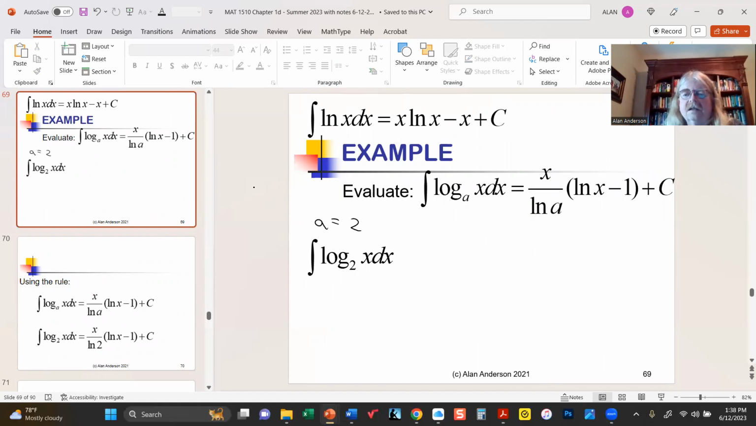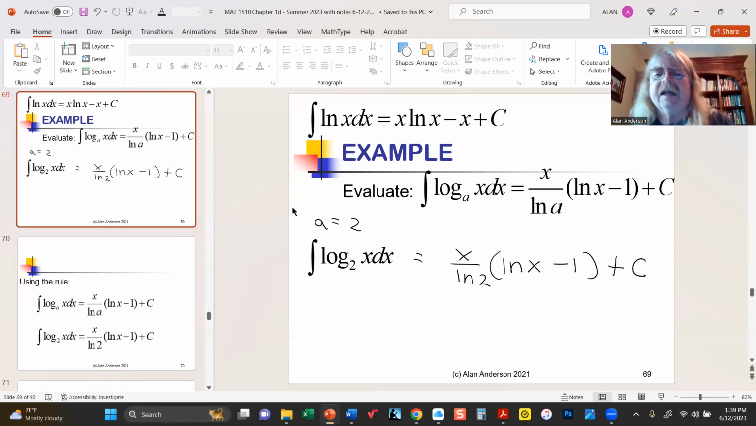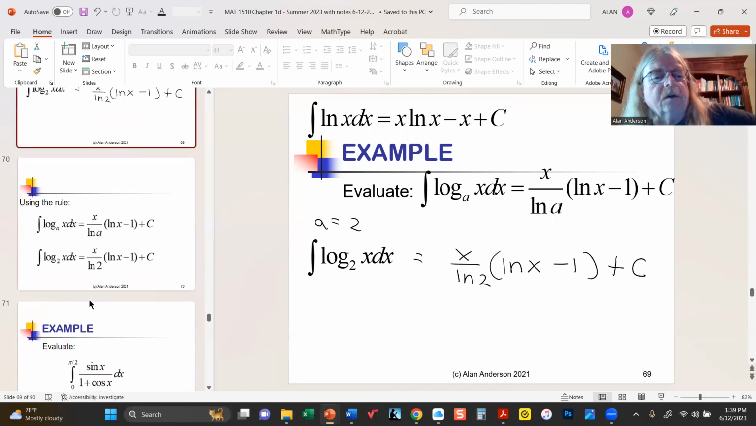Oh, well, that's easy then, because all we need is x over log 2 times (log x minus 1) plus c. Okay, that's it, because we recognize very cleverly that this one is just this special case that we saw earlier where a is equal to 2. All we do is literally replace the a with a 2 and we're all set. Yeah, I mean, that's it. That's literally all you had to do.